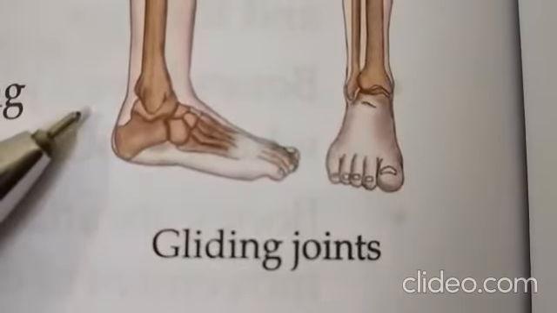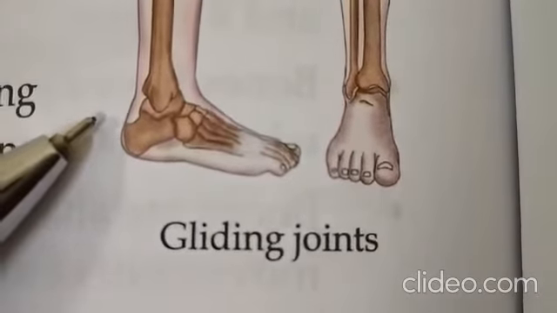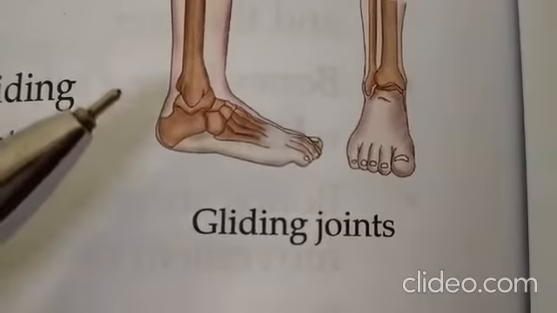Did you understand, students? Now we learnt about 4 joints: hinge joint, ball and socket joint, pivot joint, and gliding joint.